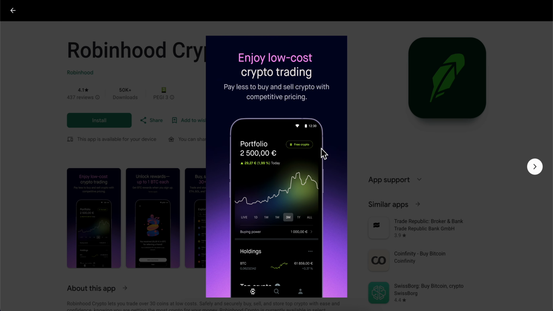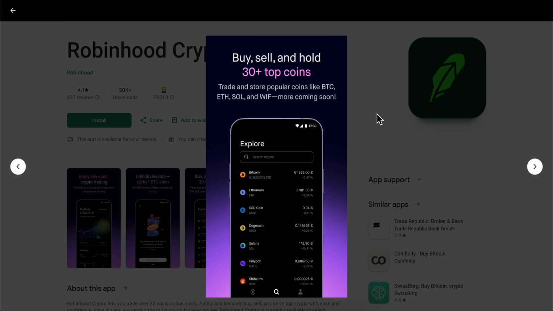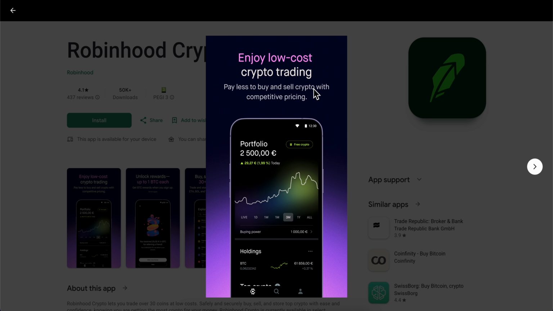So you're gonna have to simply download the app, and then create a free account. Once you verify your account, you're gonna have to fund your account with money, and then you can choose to either sell crypto or buy crypto. So this is how you can day trade on Robinhood.